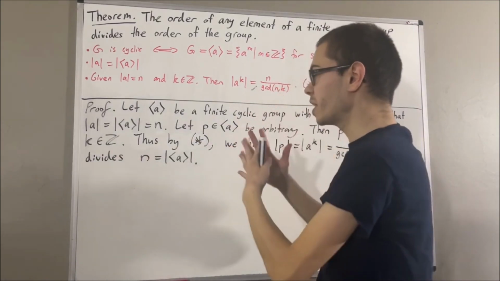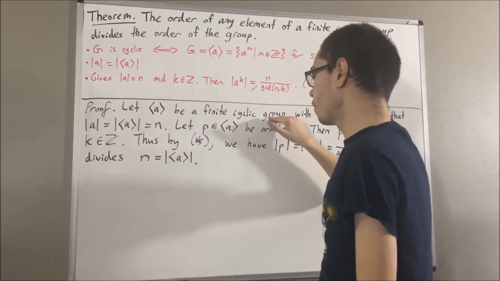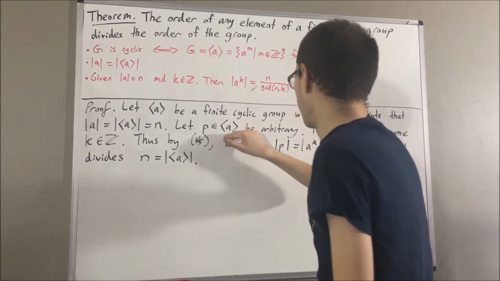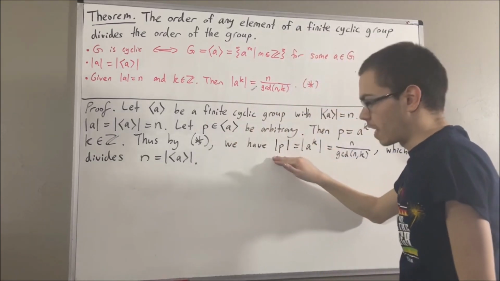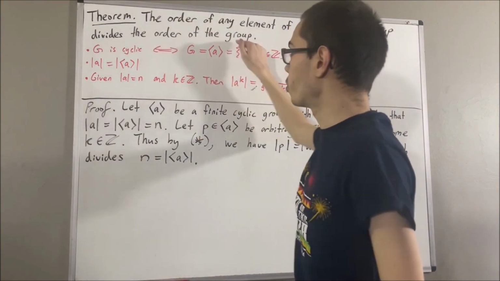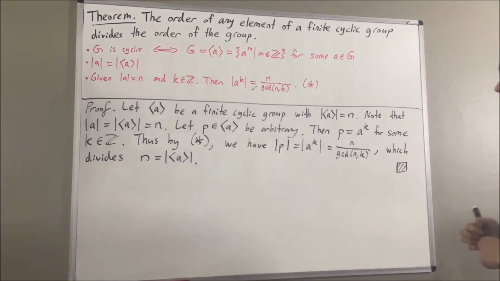So putting this all together now, we considered a finite cyclic group, and we have shown, given any element of our finite cyclic group, the order of that element divides the order of the group. And that is exactly what we wanted to prove. So this completes the proof. And so yeah, that's pretty much it for this video.